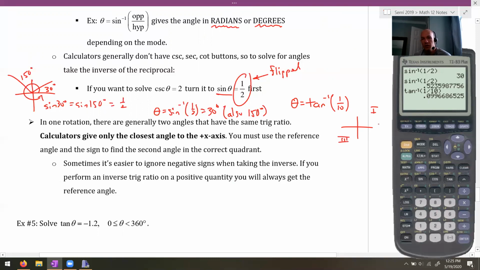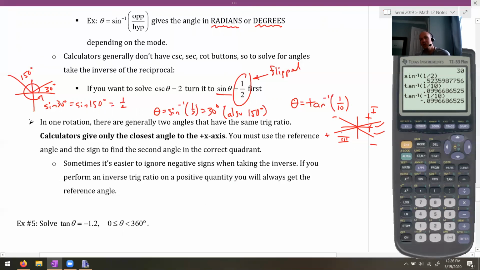Because tan is positive in quadrants 1 and 3, it could give me this one, or it could give me this one, but it gives me this one here because it's the closest to the positive x-axis. If I type in inverse tan of negative 1 over 10 and push equals, it's going to give me the negative angle, because the negative angle would be down here, and it's the closest one. It could have also been up here as well. So these are the positive angles, these are the negative angles.